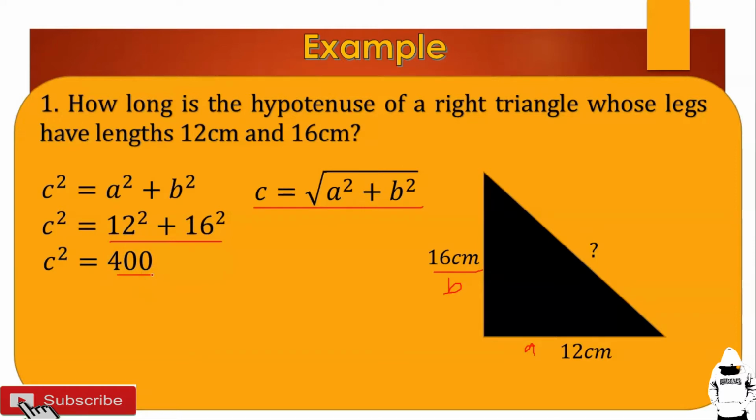And then, to solve for c, we are going to apply square root property or extracting square root on both sides of the equation. We have square root of c squared is equal to square root of 400. And then square root of 400, that is 20. Or square root of c squared, that is c. So, the length of the hypotenuse is 20 units.